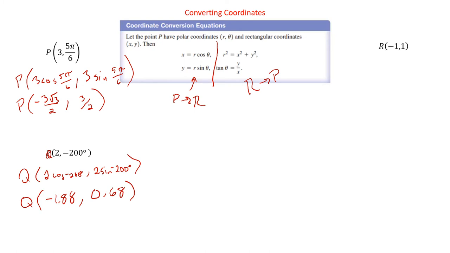If we wanted to go from rectangular to polar, and rectangular to polar is a little bit tricky because remember polar coordinates can have multiple things. So we have negative 1 comma 1, so we know that r squared will equal x squared plus y squared, so 1 plus 1. So r squared equals 2. So r equals root 2, but it's actually plus or minus root 2. And then tangent of theta equals y over x. So that's 1 over negative 1, which is just negative 1.